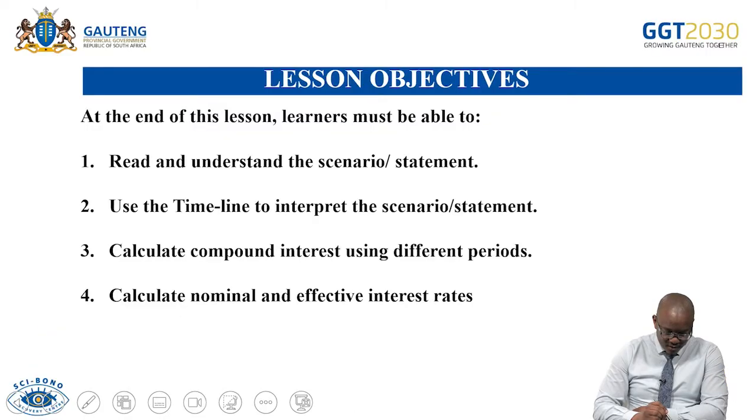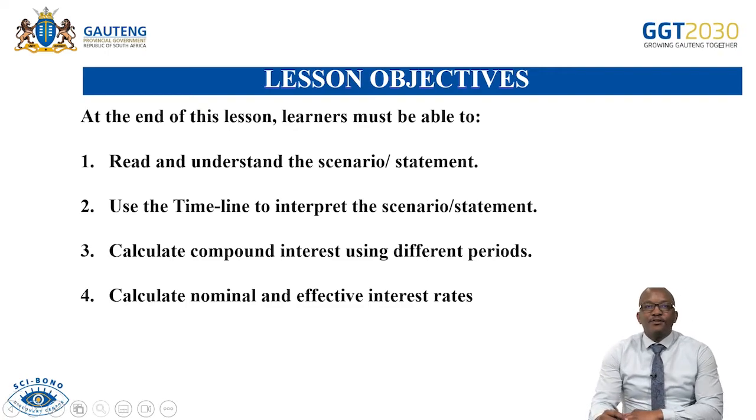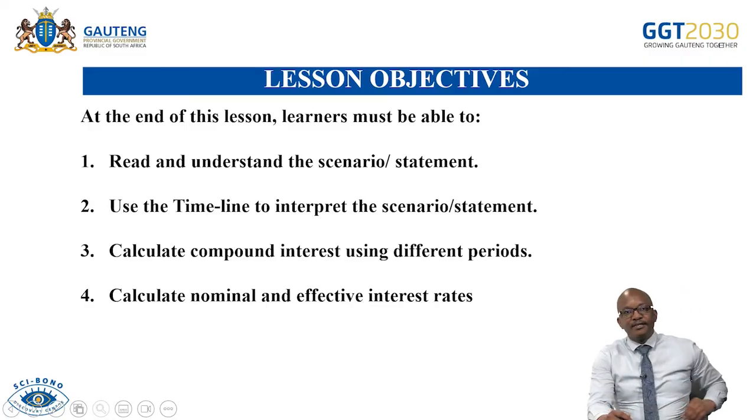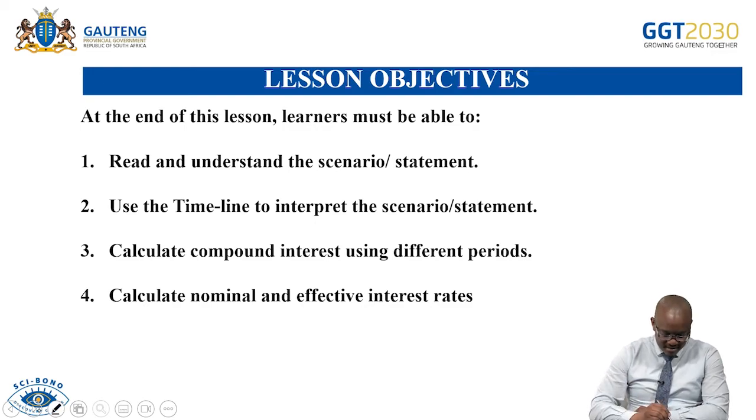Today's lesson we are going to be dealing with finance, growth and decay. Looking at our lesson objectives. At the end of this lesson, learners must be able to read and understand the scenario or the statement given. The second one, you have to use the timeline to interpret the scenario or the statement and calculate compound interest using different periods, and also calculate the nominal and effective interest rates. So that's what we will be dealing with in our today's lesson.